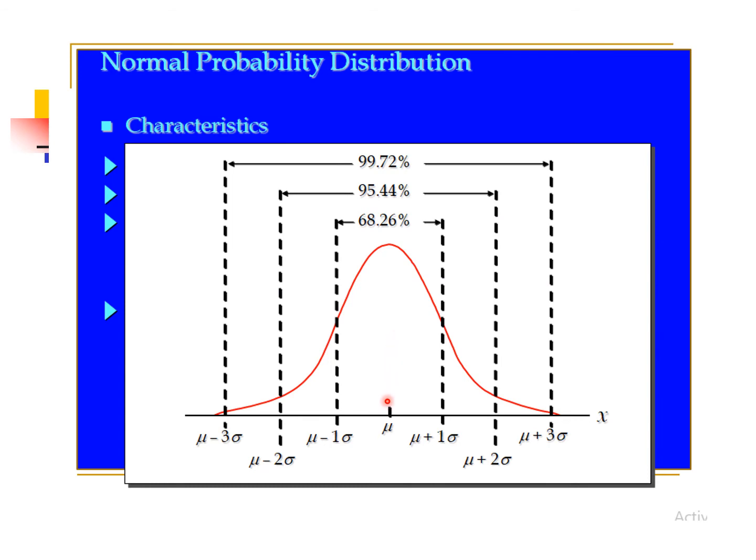So the peak actually falls at the mean, so mean, median, mode happen to coincide here, right? So this is where it is. Now we are saying that one standard deviation on both sides of the mean falls 68% of the values, and two standard deviations around the mean falls 95% of the values, and three standard deviations around the mean you will find 99.7% values.